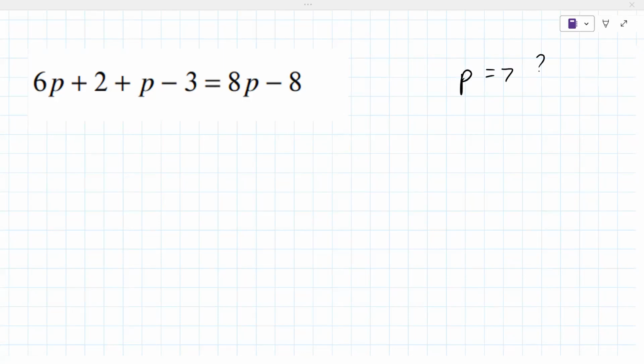42, 44, 51 minus 3 is 48. 8 times 7 is 56, minus 8 is 48. Yes, it's correct. And hopefully you're seeing the value in the check.